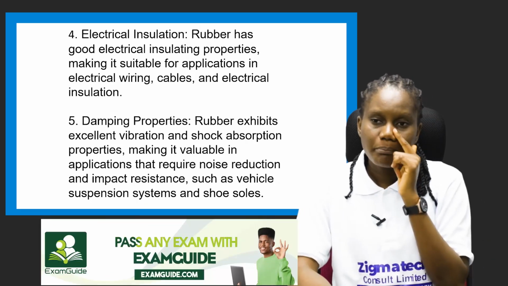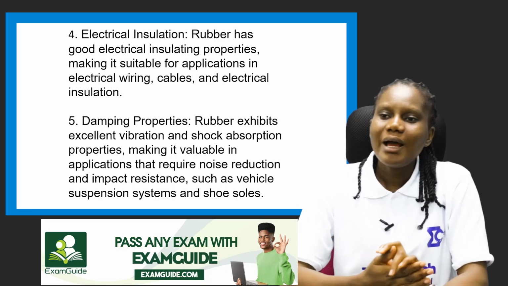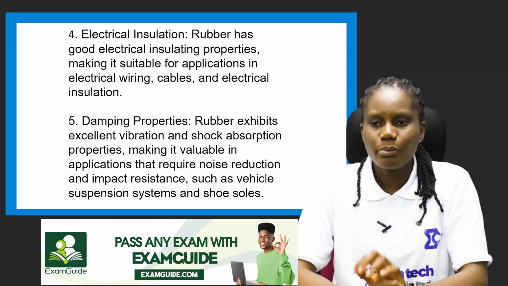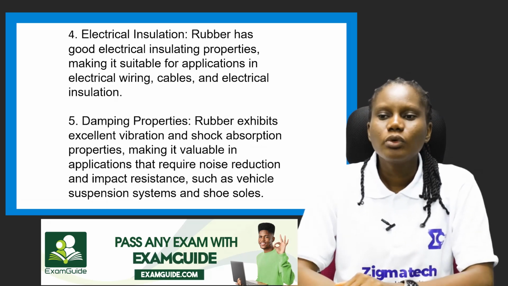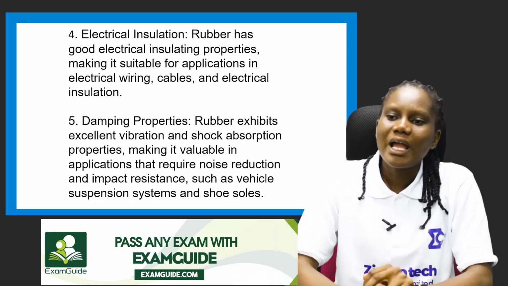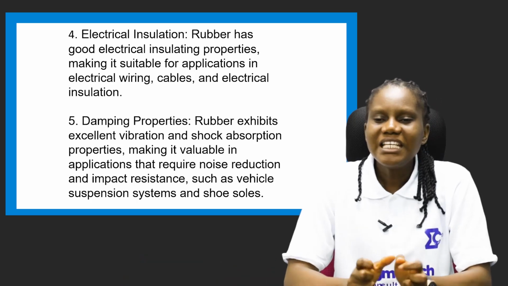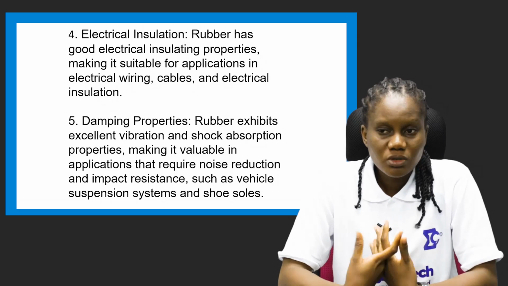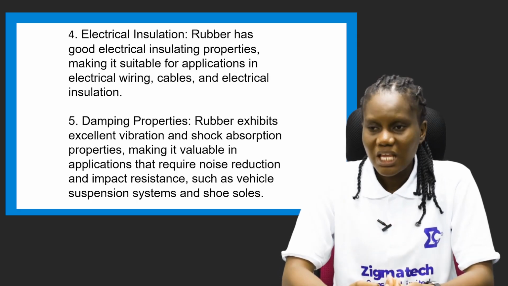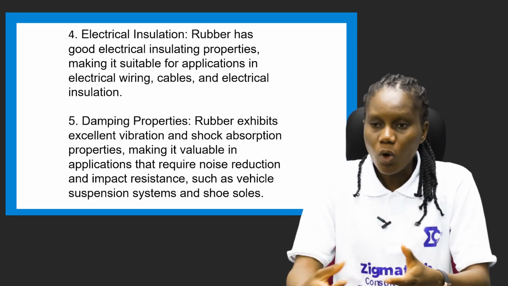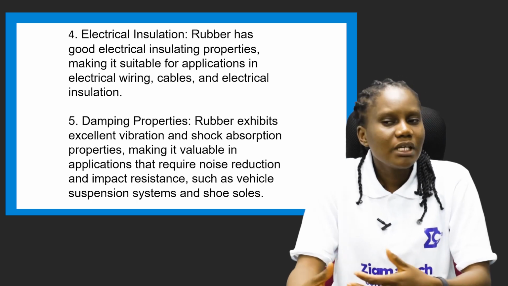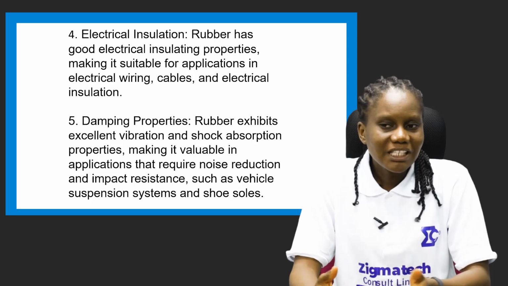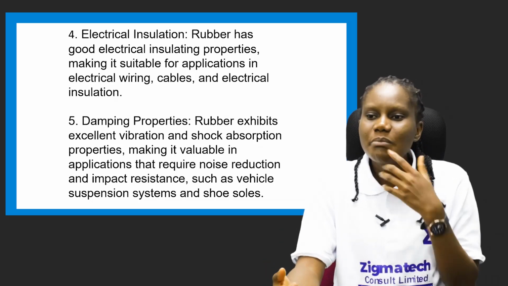Number 5 is damping properties. Rubber exhibits excellent vibration and shock absorption properties, making it valuable in applications that require noise reduction and impact resistance, such as vehicle suspension systems and shoe soles. When you have your rubber shoes and you're walking with them, it hardly makes noise. That is the damping properties making it usable in that form. So it doesn't make noise.